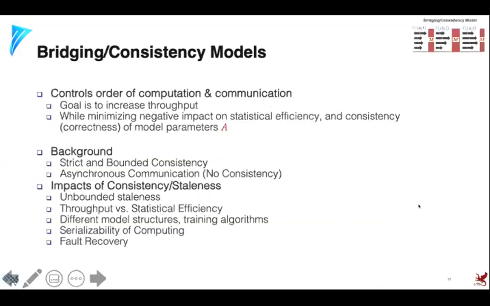So lastly, we'd like to talk about bridging and consistency models, which control the order of computation and communication operations in distributed ML systems.